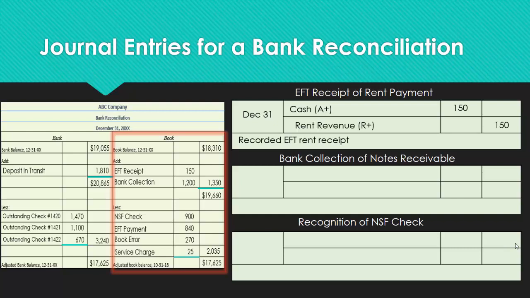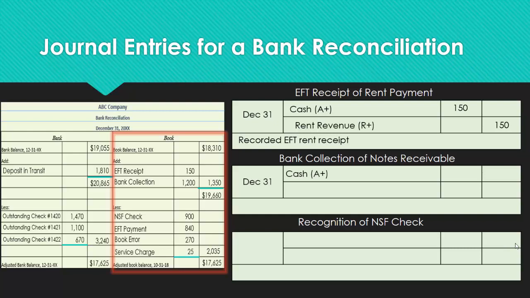In the bank collection, again, we're going to have to know what it's for. So let's say it's for a notes receivable, which means that we let someone else borrow money once upon a time, and when they paid us back, instead of sending us a check to our company, they wired it directly into our bank, and we didn't know about it. We haven't put it on the books yet. Let's do that right now.